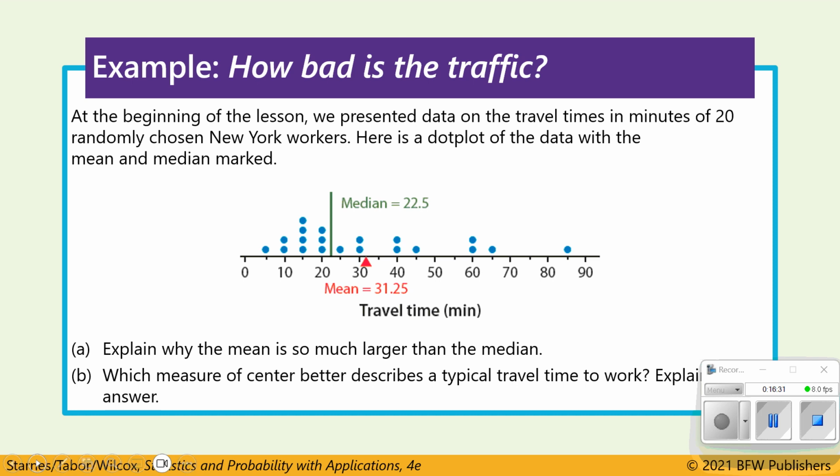So again, going back to our New York workers here, we found that the median was about 22.5, it looks like, and the mean was 31.25. I want to know, explain why the mean is so much larger than the median. So why is the mean bigger? What do you think?